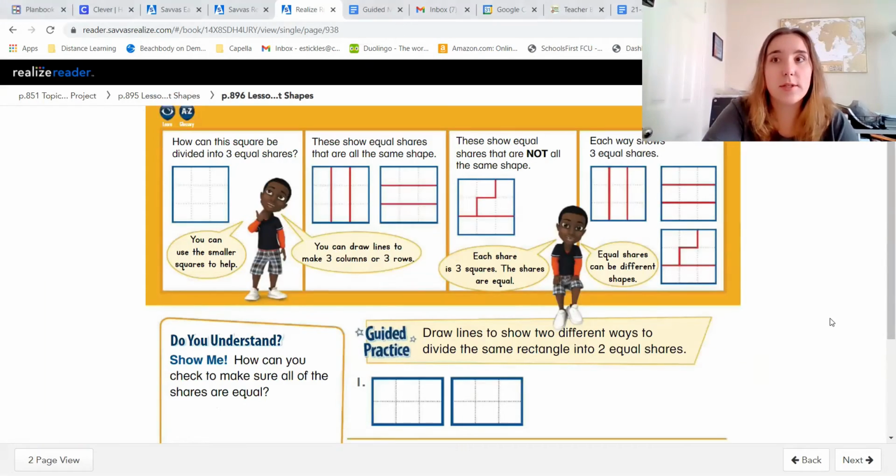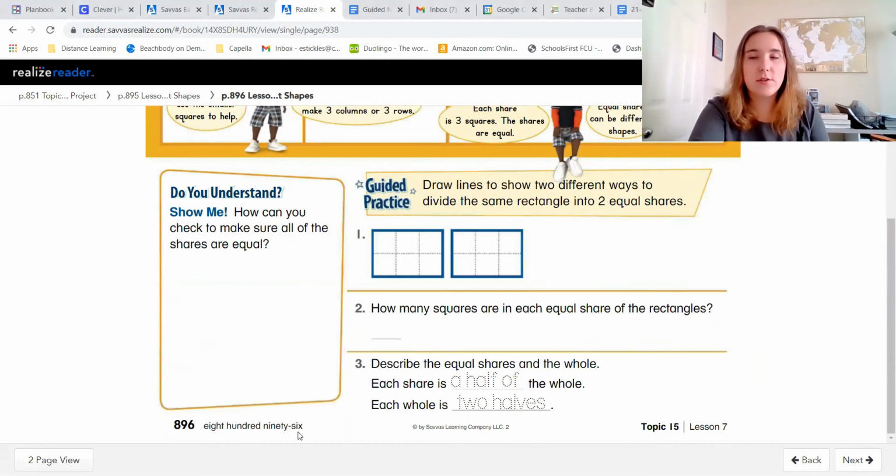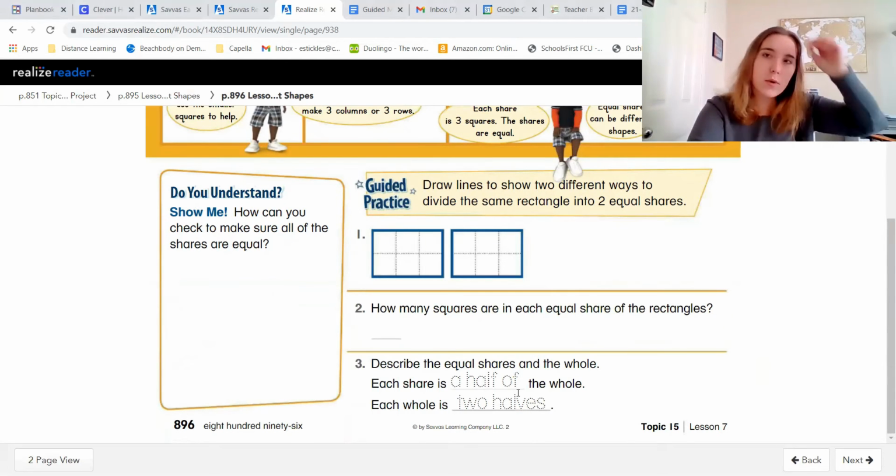Okay, so let's go practice in our workbooks. Go ahead and get that workbook, and we're gonna go to page 896. Let's go look at what that looks like. Okay, so this is page 896, so make sure you're there with a pencil.